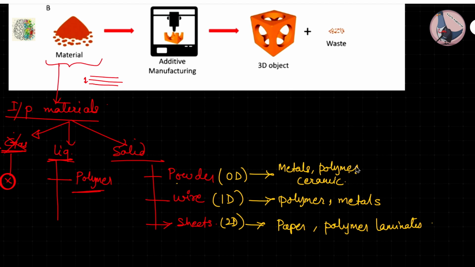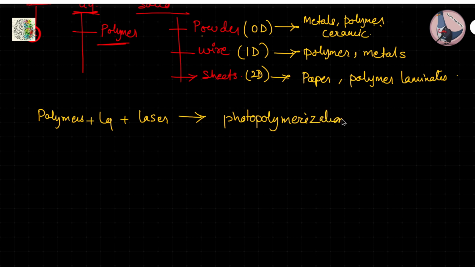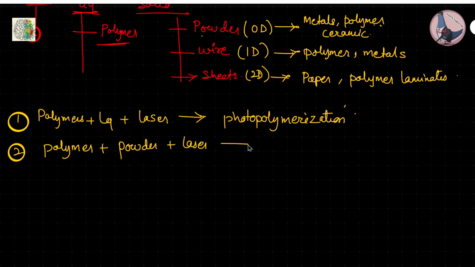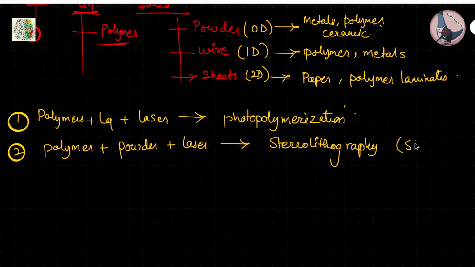Now, which way you are using matters. When you use polymer in powder form with a laser, then that method is called stereolithography. Similarly, there are many methods, I'll just give you an example. When you use polymers in liquid state and you try to solidify them with laser, then it is called photopolymerization. This is one. Suppose you use polymer in powder form plus laser, then this is called stereolithography. It is also called SLS. Sometimes it is also called STL.